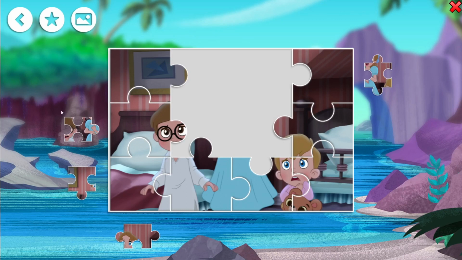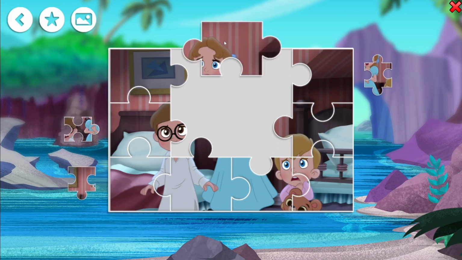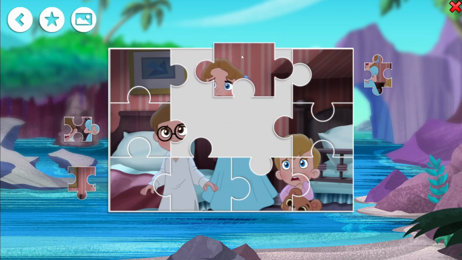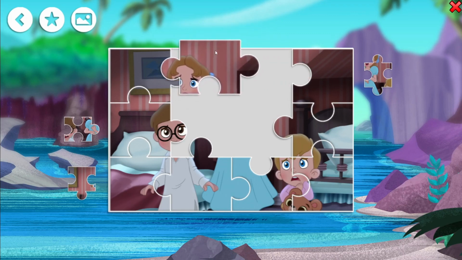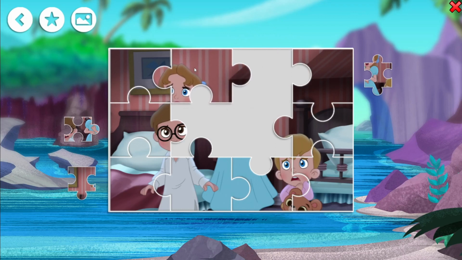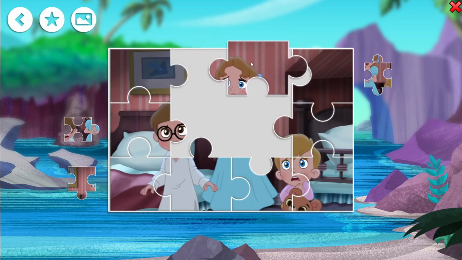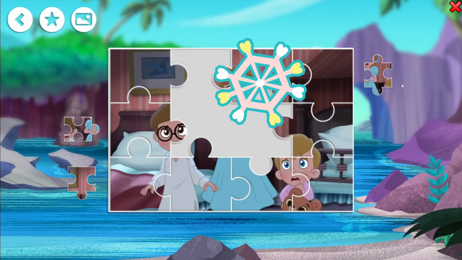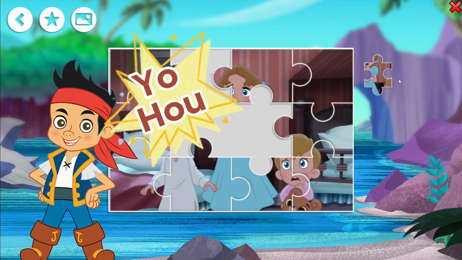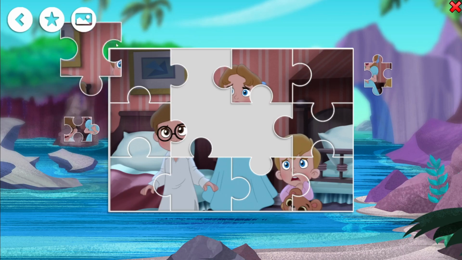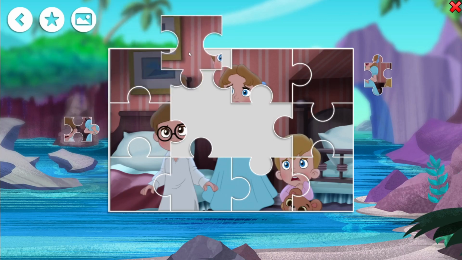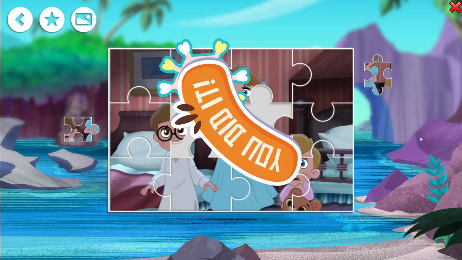I see 1 peach puzzles and 2. These peach puzzles. This or this? This or this? I think so, this. Woo! Yes! Friends, yahoo! It's right. Cool. And these peach puzzles, only this. Woo! Yay! You did it!